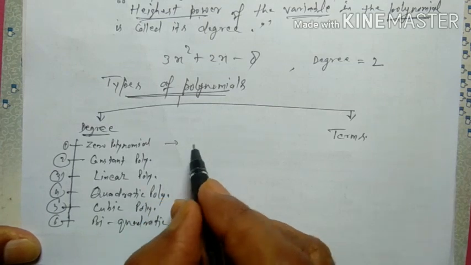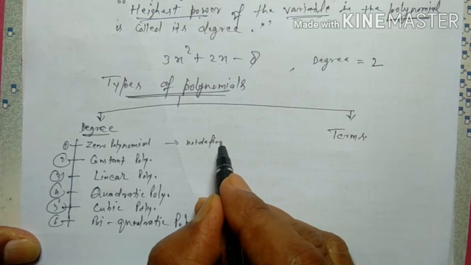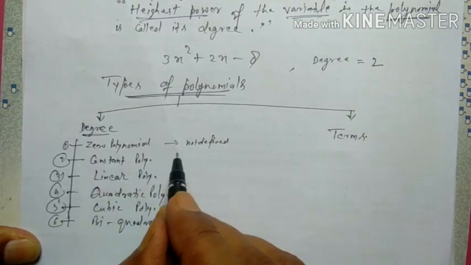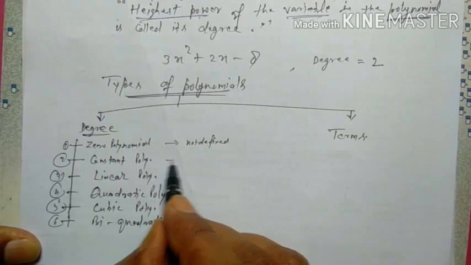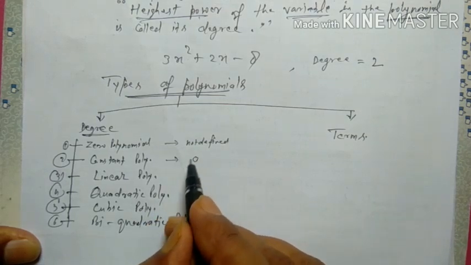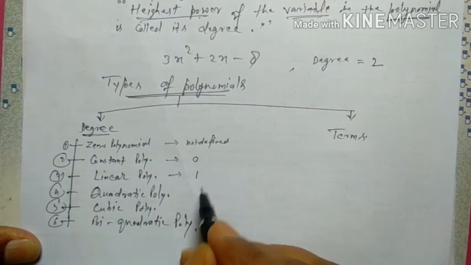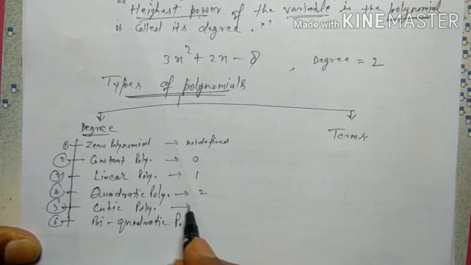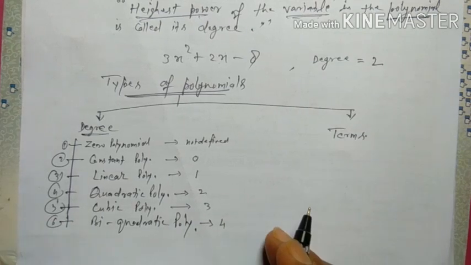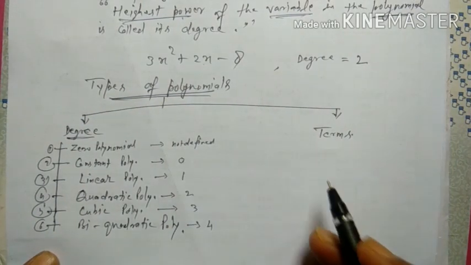If the degree is not defined, this is known as a zero polynomial. Constant polynomial, degree is 0, and linear polynomial, degree is 1. Quadratic polynomial, degree is 2. Cubic polynomial, degree is 3. And biquadratic polynomial, degree is 4. And we will again discuss these terms.